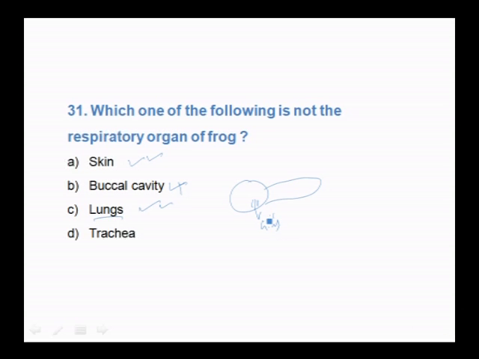Gills are the respiratory organs in larval stage. In adults, mainly the lungs are the respiratory organs but not the trachea. Trachea are the respiratory organs of most of the arthropods, not the frog. Hence the wrong answer is option D, which is not the respiratory organ. So the correct answer for this question is option D.